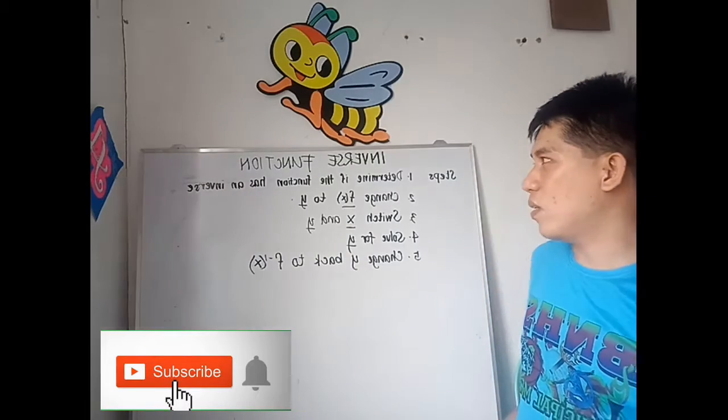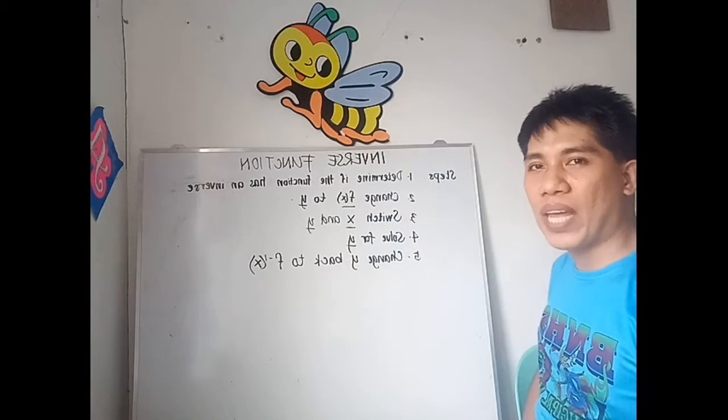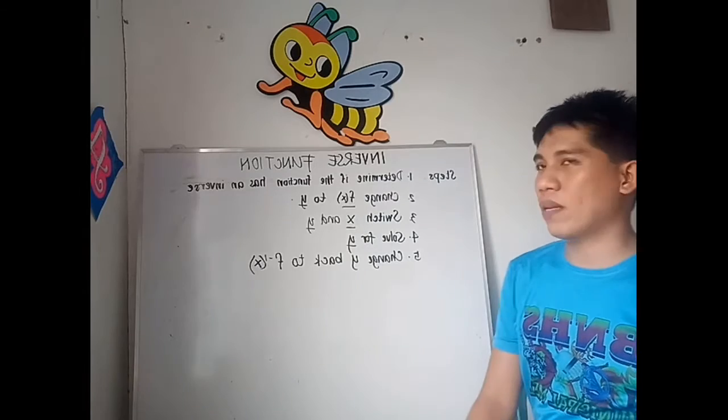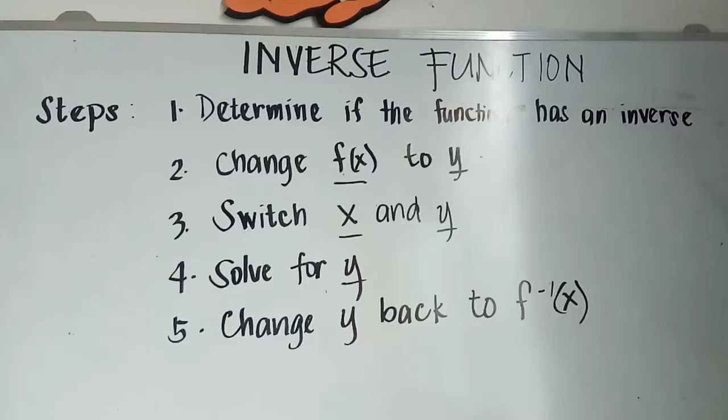Okay? So we will first discuss the steps on how to find the inverse of a function. Number one, first you will determine if the function has an inverse. Make sure that the function is a one-to-one function for us to find the inverse of a function. Other than that, that function has no inverse.